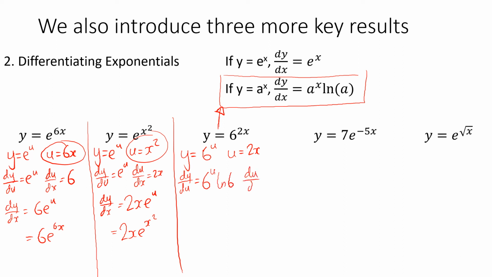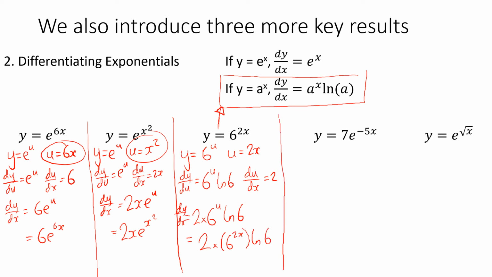And our du by dx will just end up with 2. If we multiply those two together, don't make this into 12 to the power of u. You can't multiply something with a power by just a number. This is going to be 2 lots of 6 to the u ln 6, which looks a bit nasty. This is our dy dx. We can sub in our 2x there, and we can say 2 lots of 6 to the 2x times ln 6.